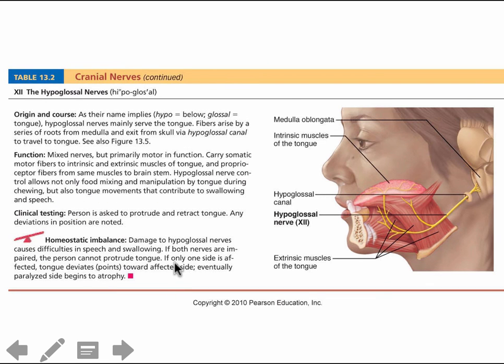Finally, cranial nerve number 12 is the hypoglossal nerve. The word itself means under the tongue. This nerve runs below the tongue and innervates the tongue muscles, but damage to it is going to cause problems with swallowing. We will stop with the cranial nerves, and the next video will be on the spinal nerves.